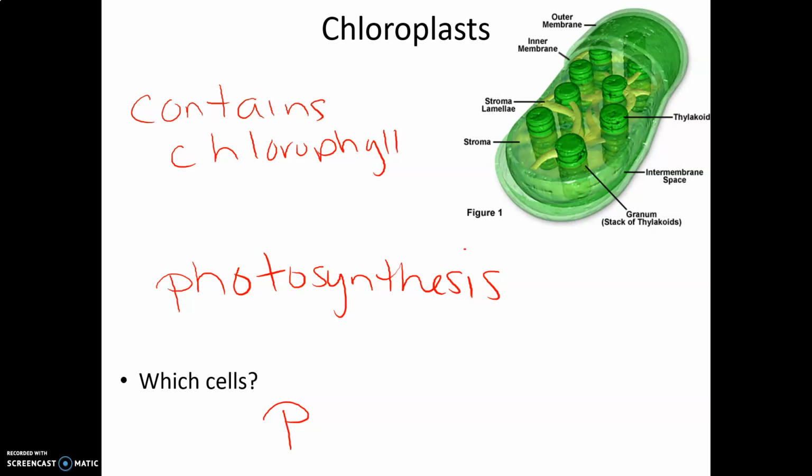I'm hoping that you're thinking that, hey, this is how we convert light energy from the sun into glucose, okay? This is also where, through photosynthesis, we give off oxygen. You find this in plant cells.